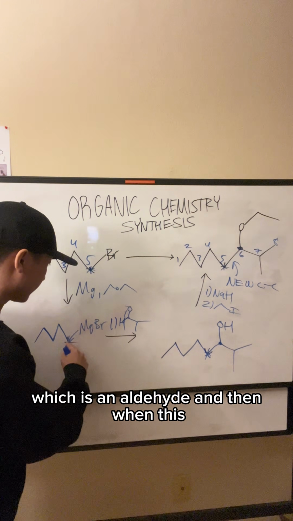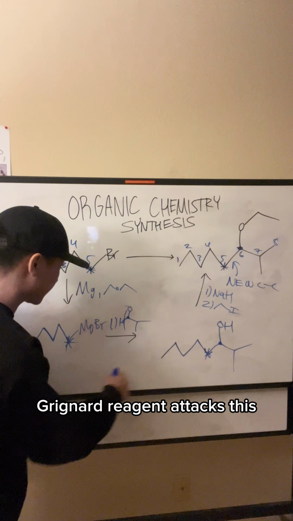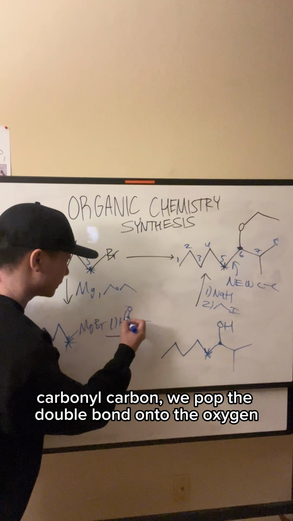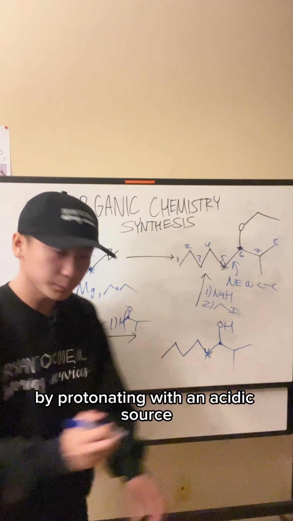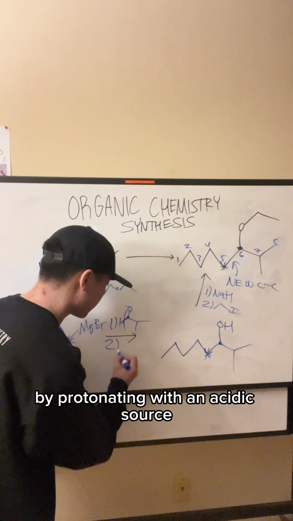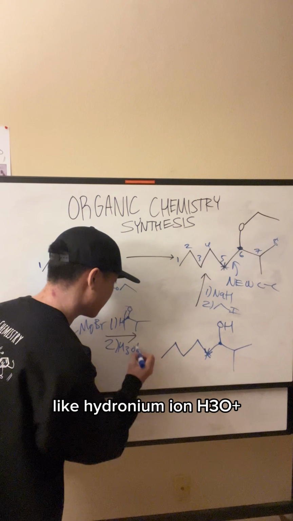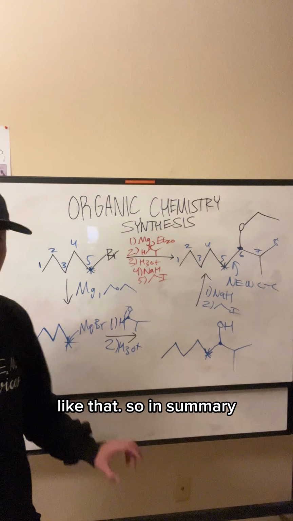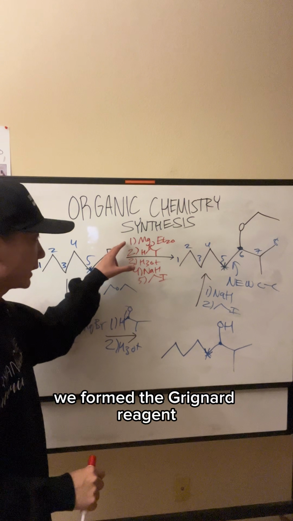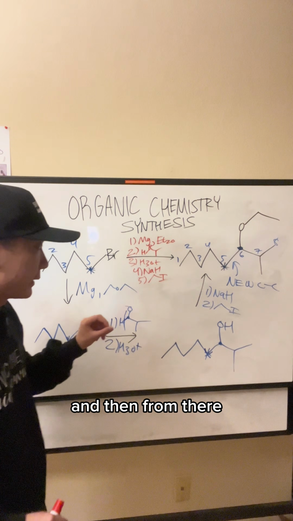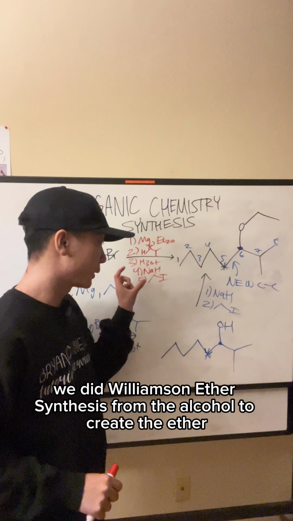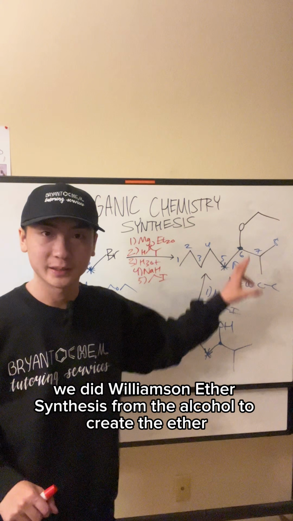And then when this Grignard reagent attacks this carbonyl carbon, we pop the double bond onto the oxygen, giving it a negative charge, and we can get the neutral alcohol by protonating with an acidic source like hydronium ion, H3O+, like that. So in summary, we formed the Grignard reagent and we reacted that with a carbonyl with acid workup. And then from there, we did Williamson ether synthesis from the alcohol to create the ether here.